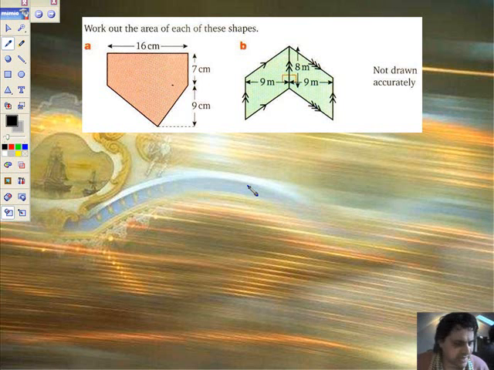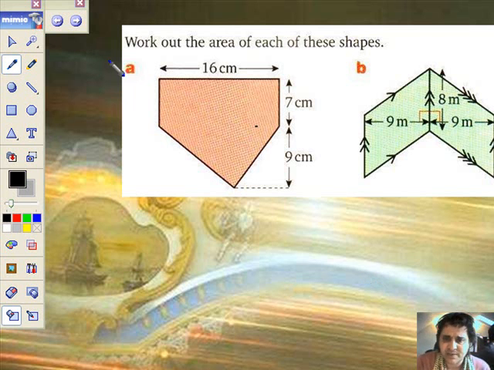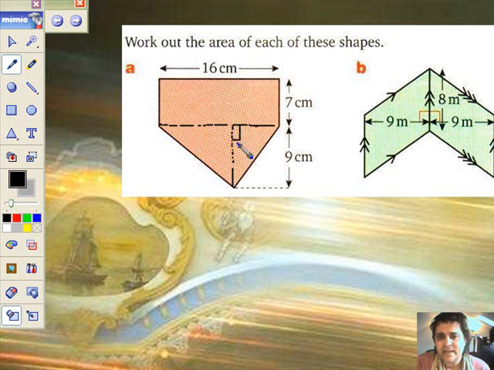Okay, this is assess page 78-79, just taking a few questions. This is question 5A and B. Work out the area of each of these shapes. Now, if I'm doing shape A, I'm sure you can see you've actually got a rectangle sitting on top of a triangle. And clearly the vertical height of this triangle, if I draw it in by hand there's the 90 degree, is 9. So we've got a 16 by 9 height triangle and a 16 by 7 rectangle.